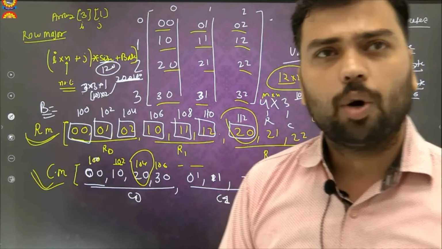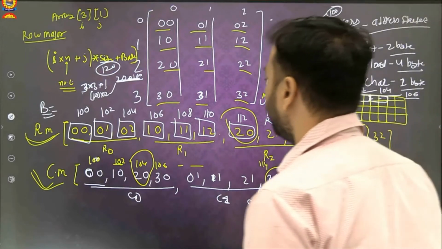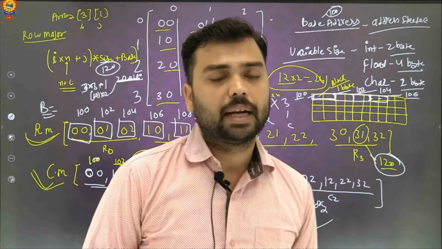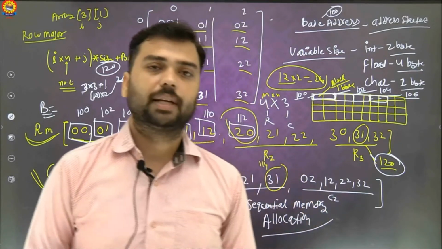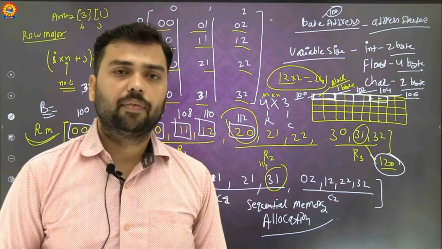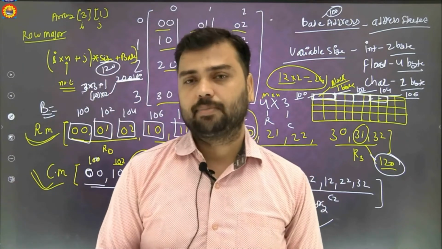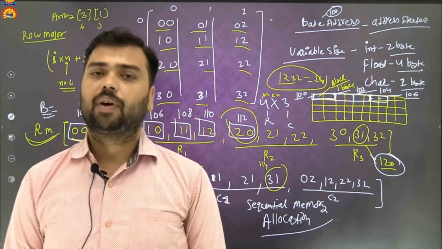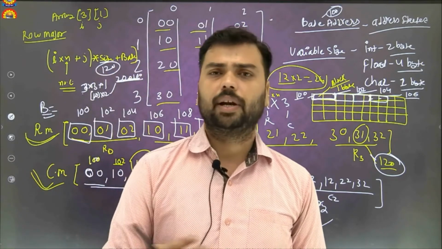Okay, so base address is nothing but a starting address. Suppose you start your race at 90 kilometers. For example, I started my race at 90 kilometers and I cover 1 kilometer. Then what is my next address? My next address will be 91. Suppose I covered 15 kilometers. Then what is my next address? My next address is 105.